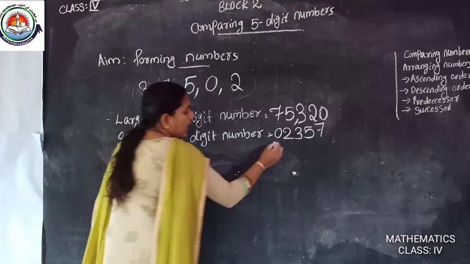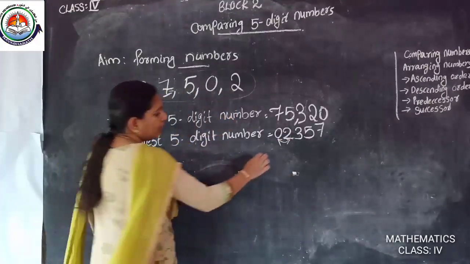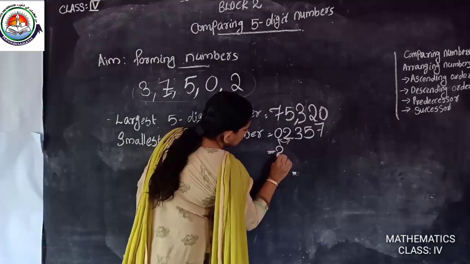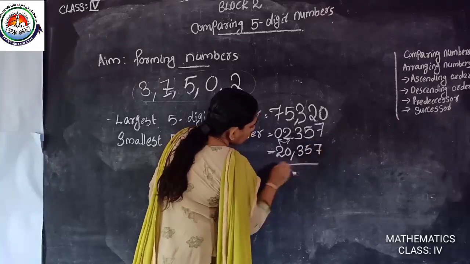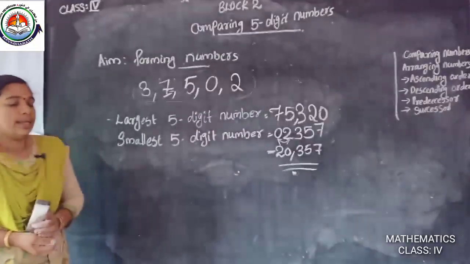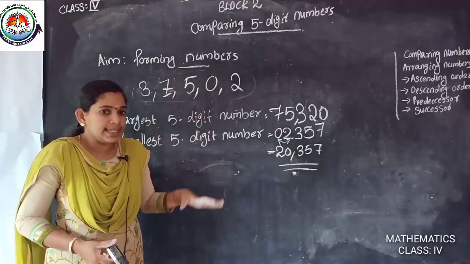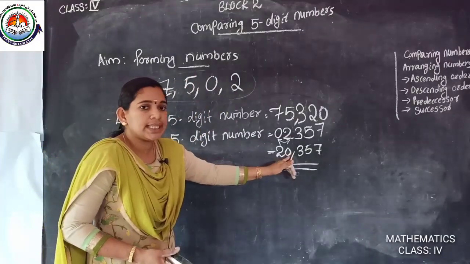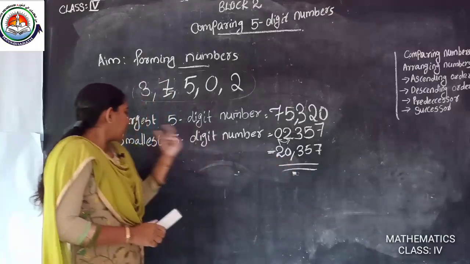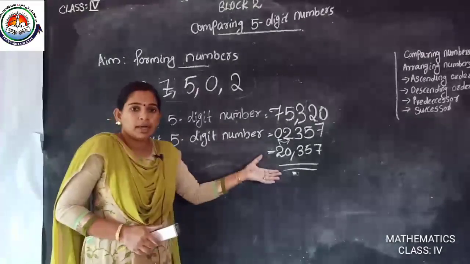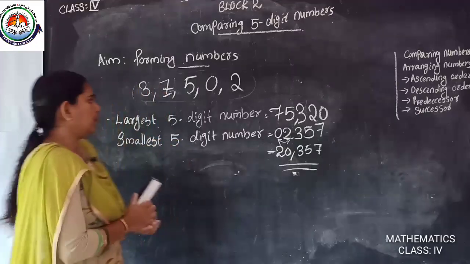So we arrange this by interchanging the places of the 2. Okay, what do we get? 20,357. In any case, when including 0 as a digit, we interchange the last 2 places. Okay, then you will get the smallest 5-digit number. Now you understand? Are you ready to do another problem? Okay.